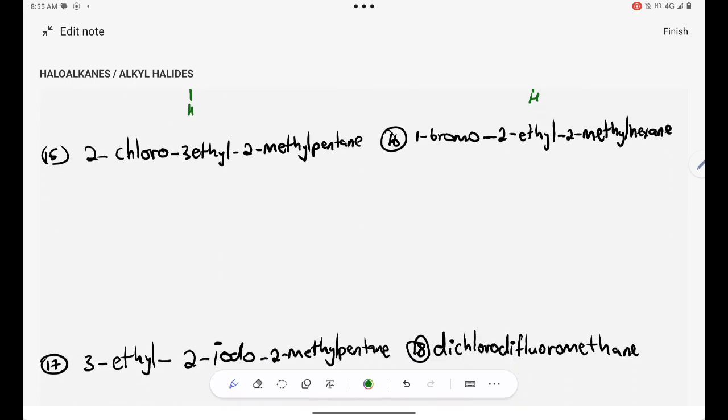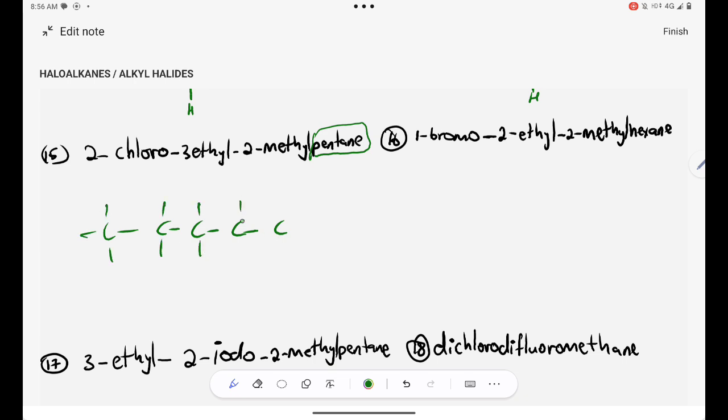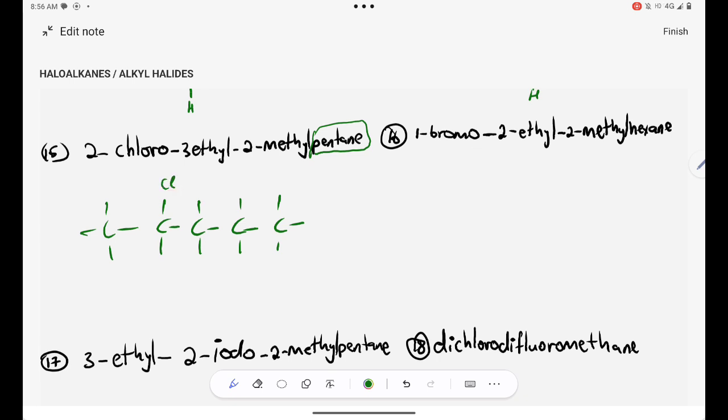Then number 15, I have 2-chloro-3-ethyl-2-methylpentane. The suffix over there, guys, tells me about my chain length. Pent means 5. That means I'll have 5 carbons on my parent chain, and all of the carbons have single bonds between them. But at carbon number 2 I have my chlorine. At carbon number 3 I have an ethyl, and then at carbon number 2 I also have a methyl over there. Yeah, that's all I have.